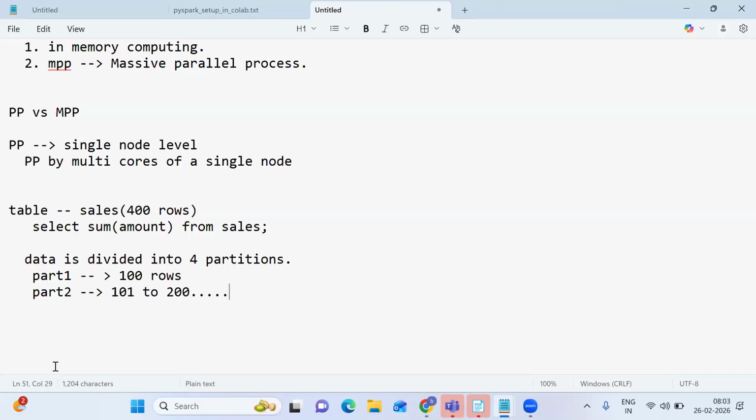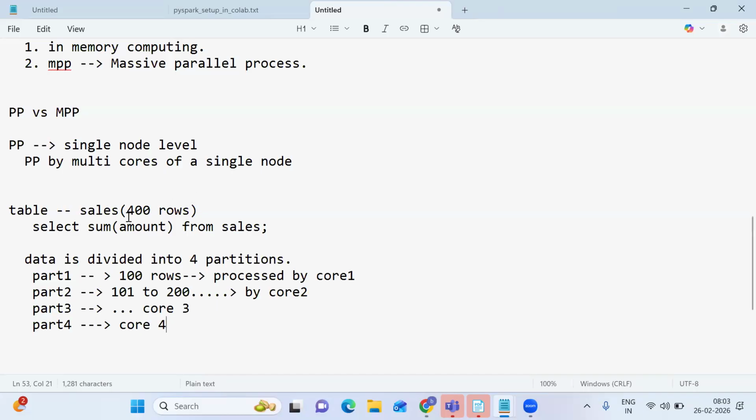Understand? Partition 1 is processed by core 1. This is by core 2. Partition 3 will be processed by core 3. Partition 4 will be processed by core 4. This is the processing step.